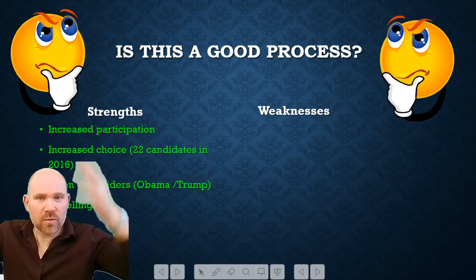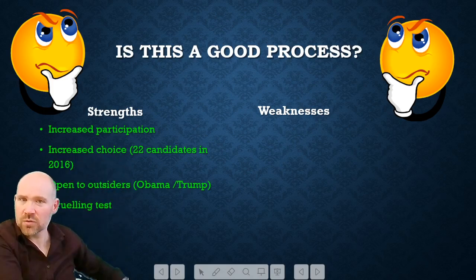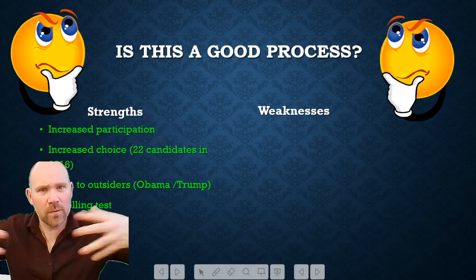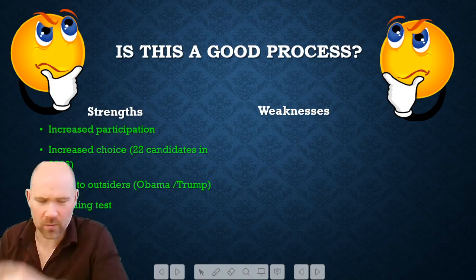I'm trying to make the case for primaries over this side, and when I get to that side, I'll try and really knock down as well. So I'm deliberately going to be biased on both sides. So hopefully at the moment you're feeling very positive towards primaries, but don't worry, we'll soon change that.